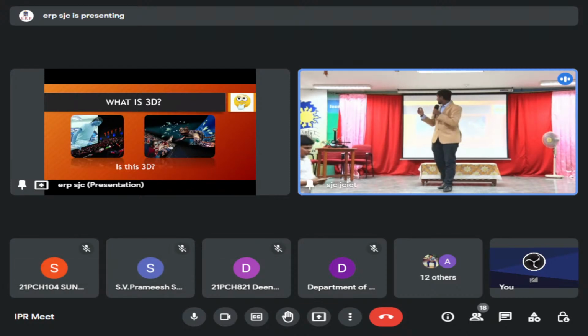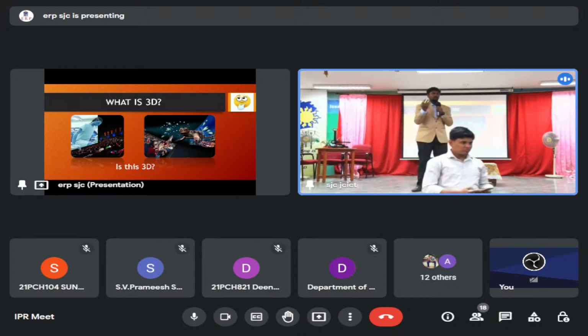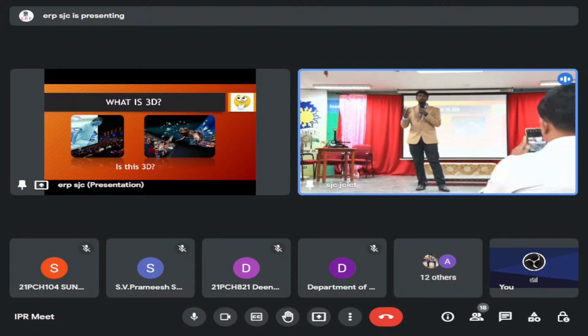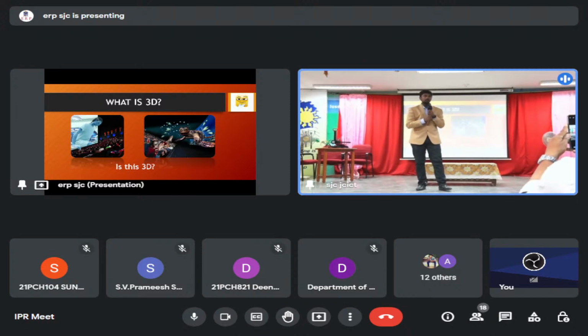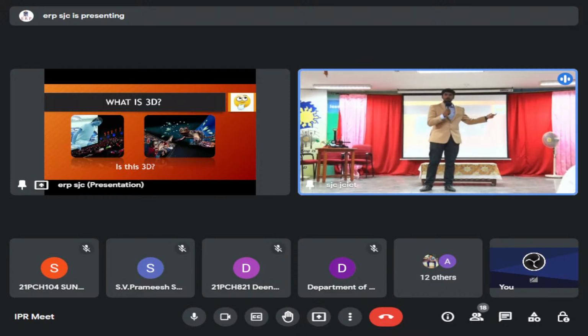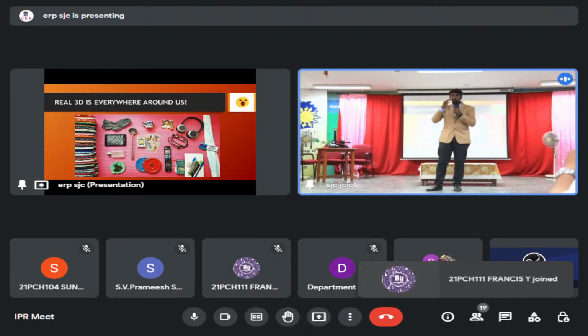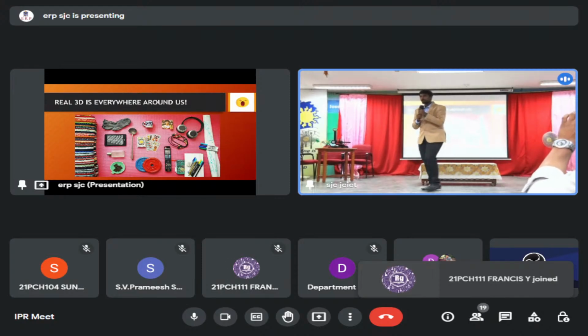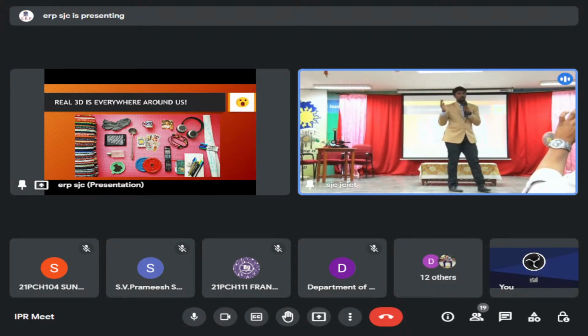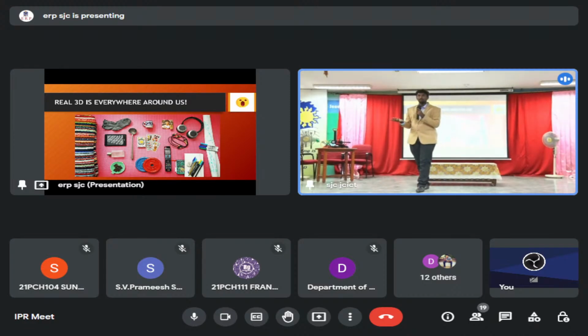Basically, those are not really 3D, but we call it 3D. They are called 3D illusions. So, what is real 3D? Everything around us is 3D because we are living in a three-dimensional world. Any object that has height, length, and width, any three dimensions. So around us, everything we have is 3D, right? Chair, table, purse, bag, everything is 3D.